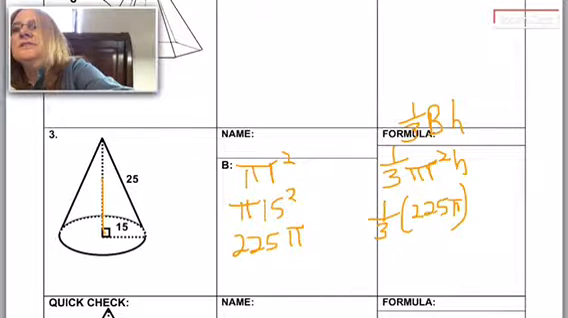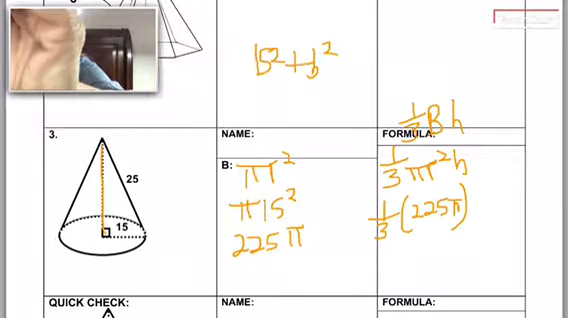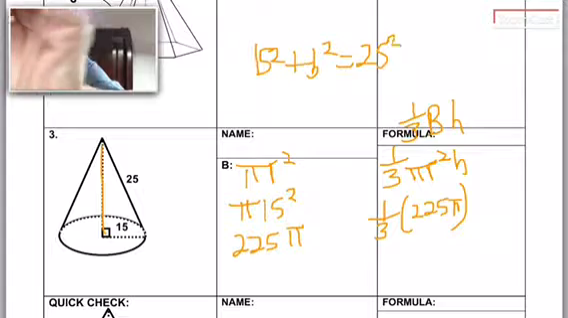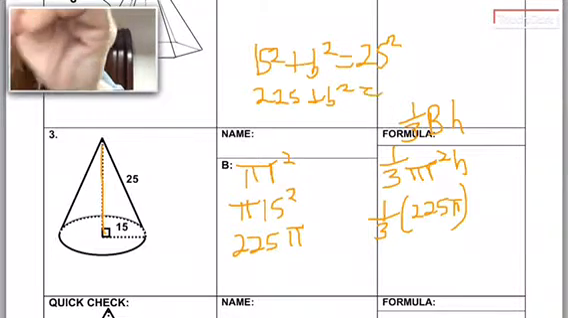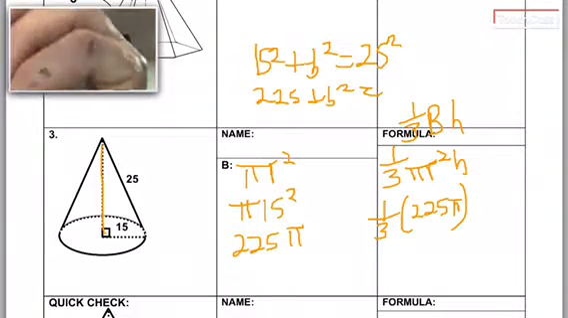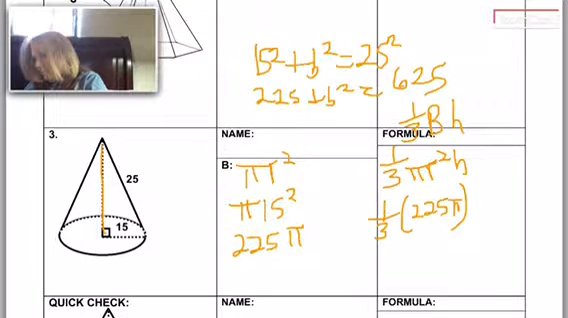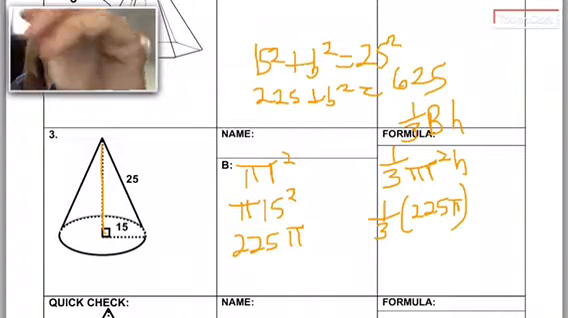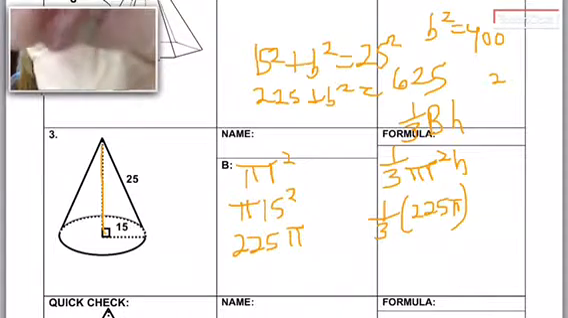Now that's not given to us this time, so we do need to do Pythagorean theorem. So 15 squared plus b squared equals 25 squared. So we're going to get 225 plus b squared is equal to 625, and then 625 minus 225 gives us 400, and so b squared is equal to 400, and the square root of 400 is 20.